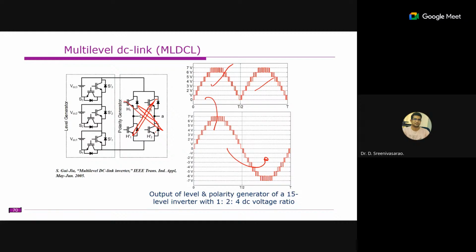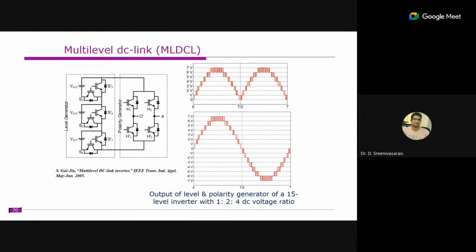Now where exactly you can compare is with the cascade H bridge. Compared to the cascade H bridge, we can use a lesser number of switching devices. So there is no clear-cut advantage you can bet on, but the advantage is some reduction in the number of switch counts. But there are a lot of disadvantages also.